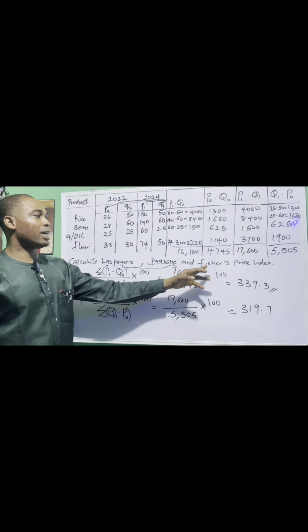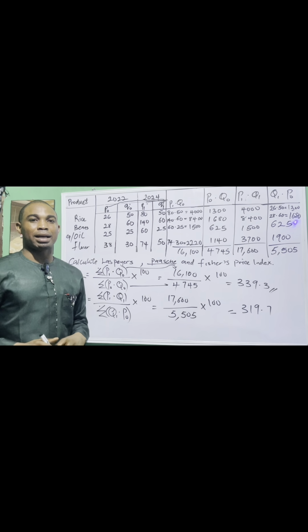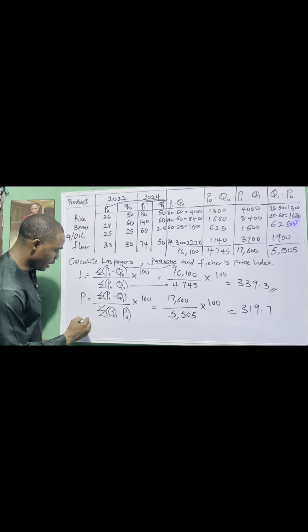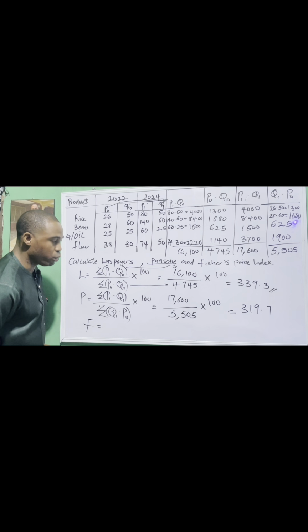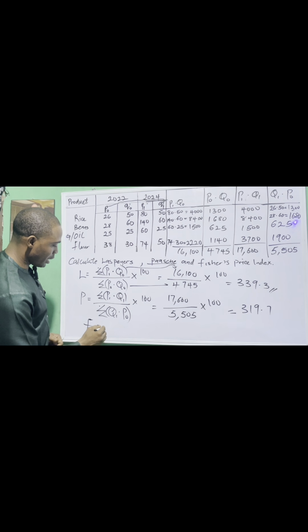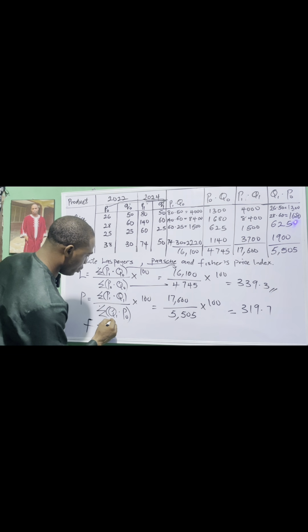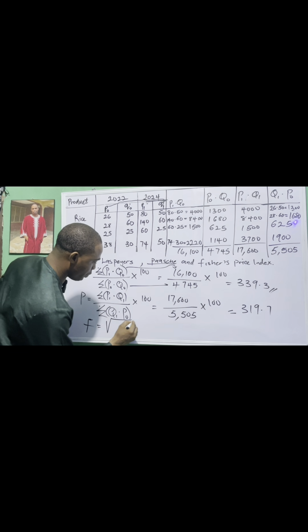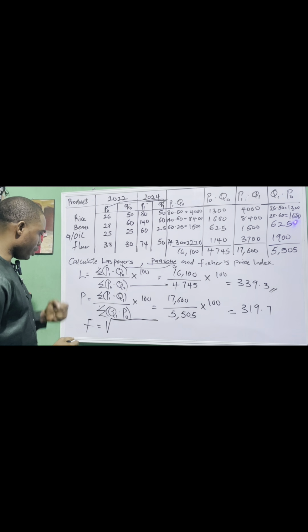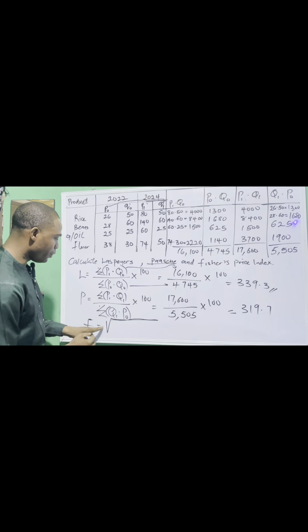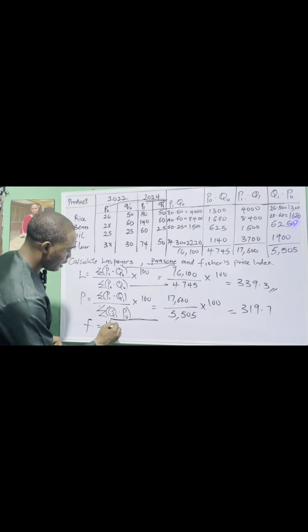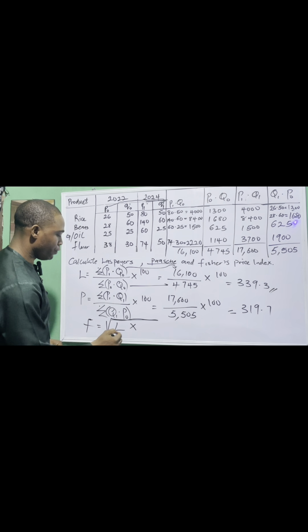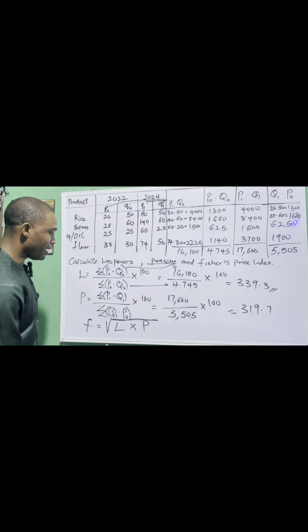Now we move to Fisher's price index, which is the simplest aspect of this. Let's denote Fisher's as F, as usual. I want to manage this board so that I will not need to rub anything off. So this is the Fisher represented as F, and the formula for Fisher is the square root of Laspeyres multiplied by the value gotten from Paasche. And this will make it simple for us.